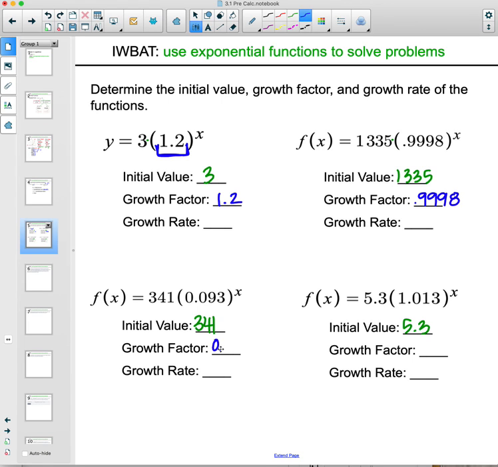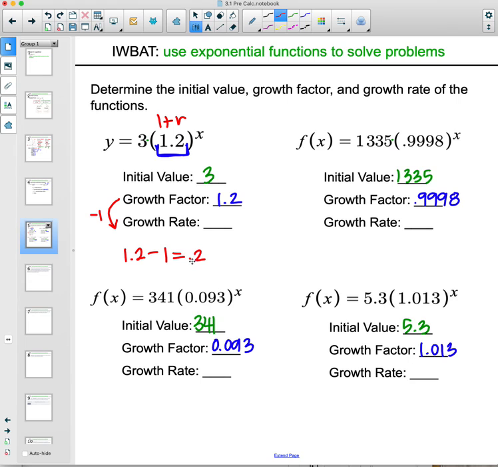Here, 0.093. And here, 1.013. So that whole thing in the parentheses. Then when we go to find the rate, remember that this growth factor was 1 plus r. So we have the growth factor. We just need to subtract the initial 100% out of there. So we're going to take the growth factor minus 1 to get the growth rate.